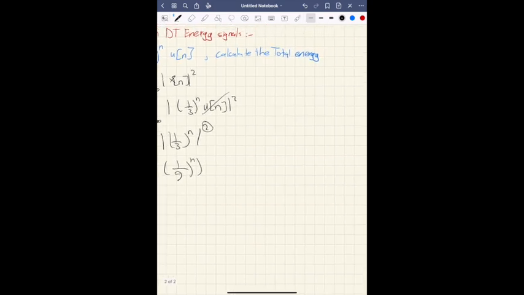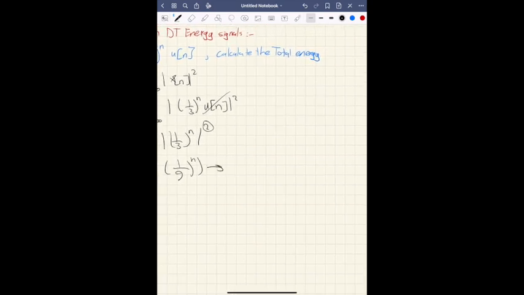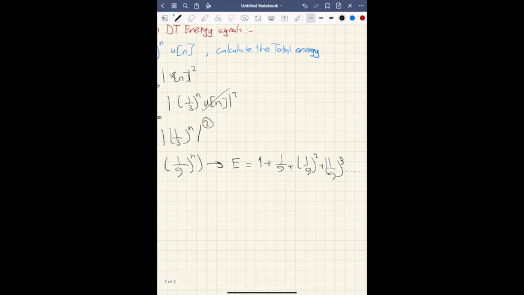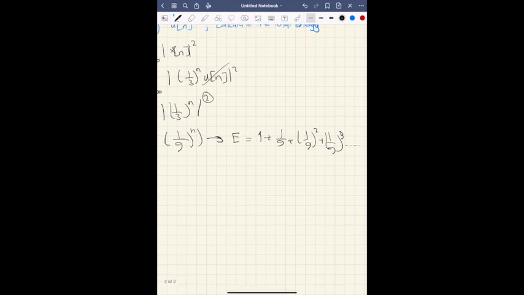And then we can determine the result of this equation as E equals 1 plus 1/9 plus 1 over 9 squared, and we can continue in this sequence, 1 over 9 cubed and so on. And as we can see from this, we have this type of sequence.